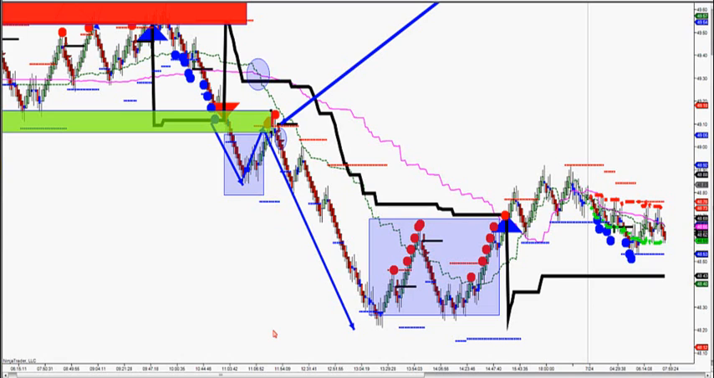Okay? So that is called a 1, 2, 3 pattern. The projection worked out perfect yesterday.